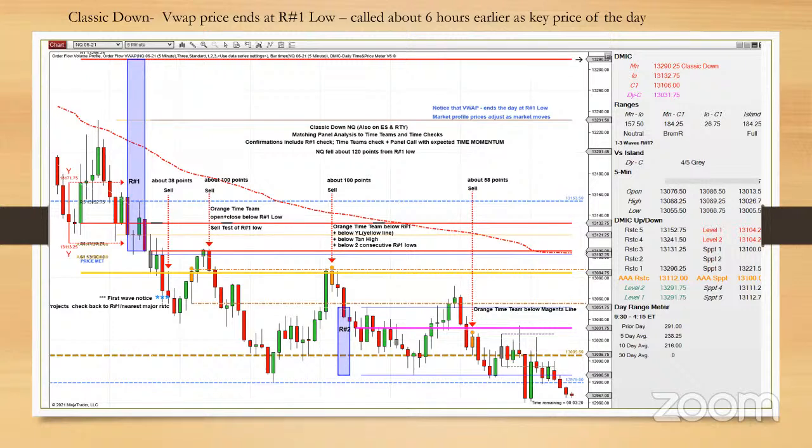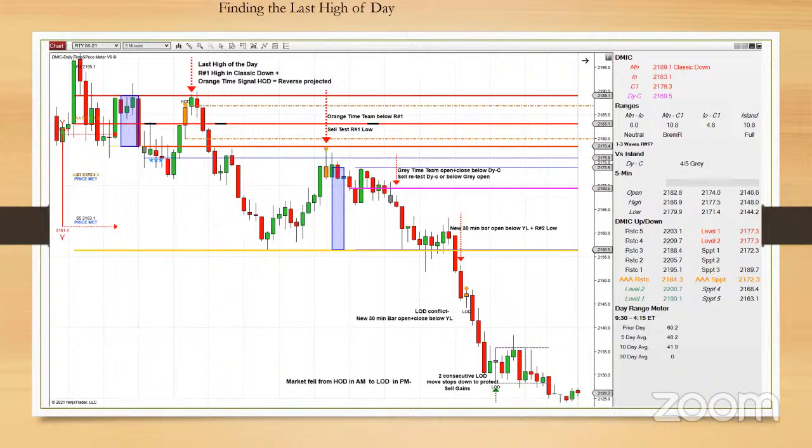And now let's move on to a key structure, which our research has covered, finding the last high of the day about 5 hours before the intraday market closes. This is a Russell 2000 chart, and the same structure you will also find on the ES and NQ futures charts. In the panel under DIMIC, we see classic down. Under ranges, neutral Brahma. The first wave down is noted by these 3 blue stars, and this is noting that the first wave has occurred, and we'll note here that it's hit the AAA support price 21.72, which is shown here, and we have no orange time or price team signal yet.